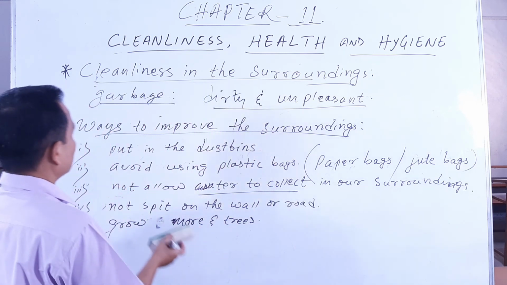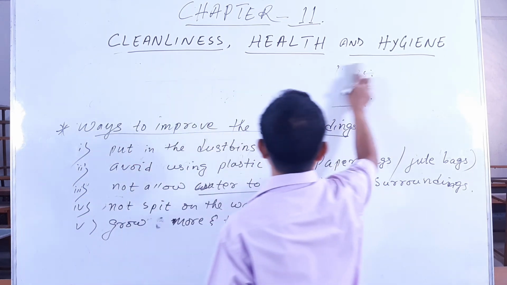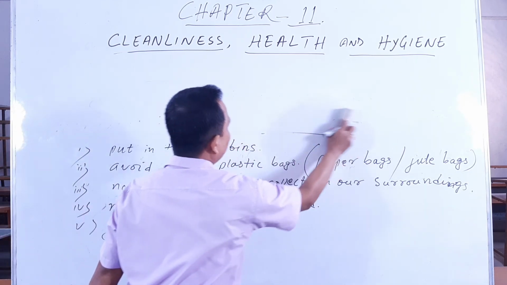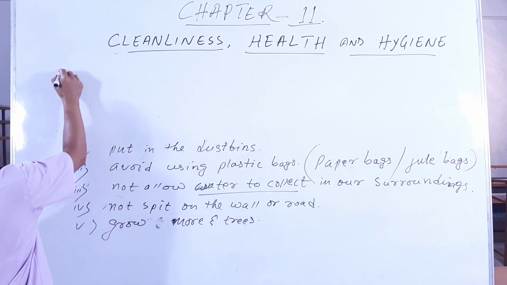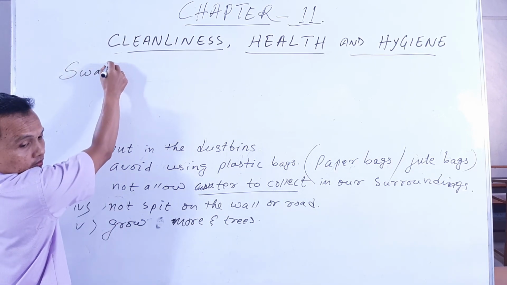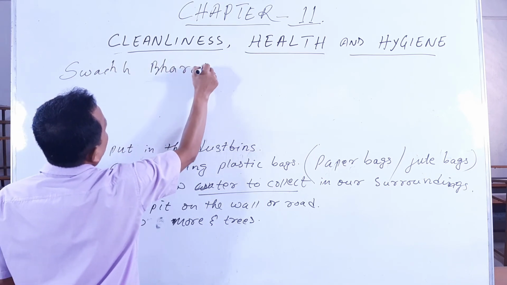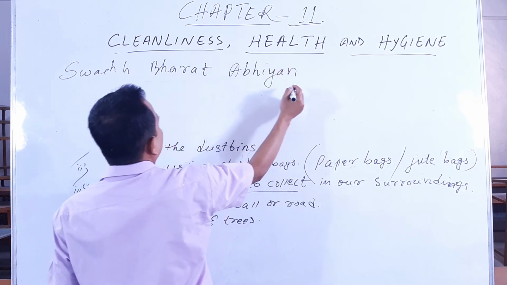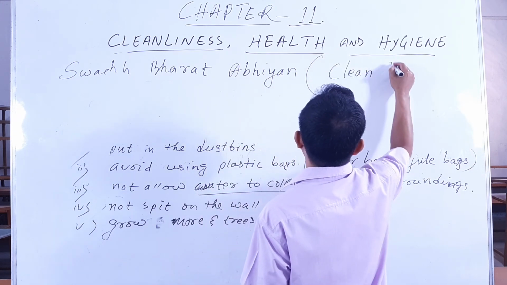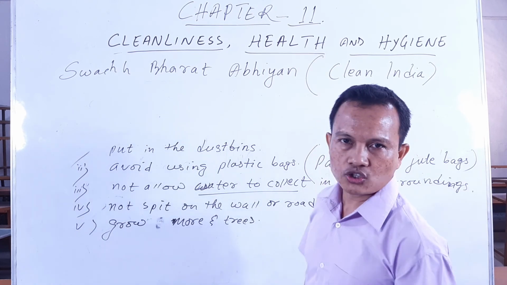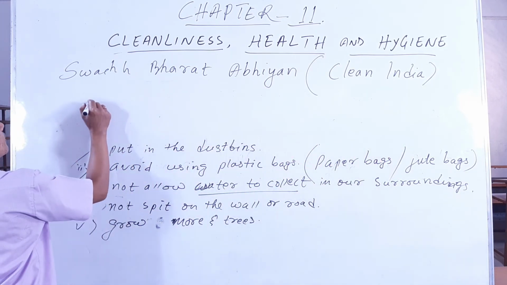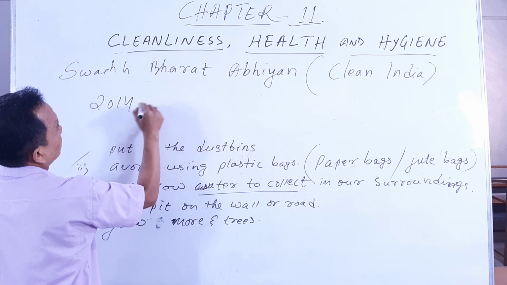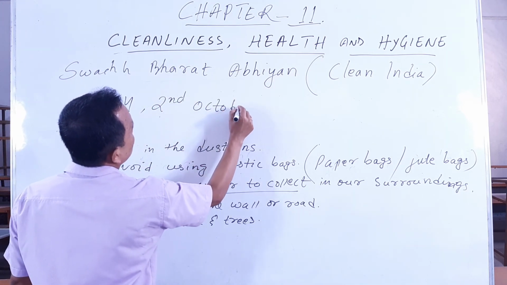Alright, last but not the least, let us come to the last objective, that is Swachh Bharat Abhiyan. Do you know this? This is very famous and popular. In other words, we can call it Clean India. Do you know when it was launched? It was launched in the year 2014. In which month and date? 2nd October. And by whom?